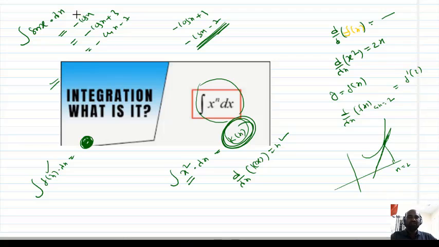What is the meaning of that? We are getting that outputs are not unique here. Sometimes I can write minus cos x, minus cos x plus 3, minus cos x plus 7. So finally, what can I write?